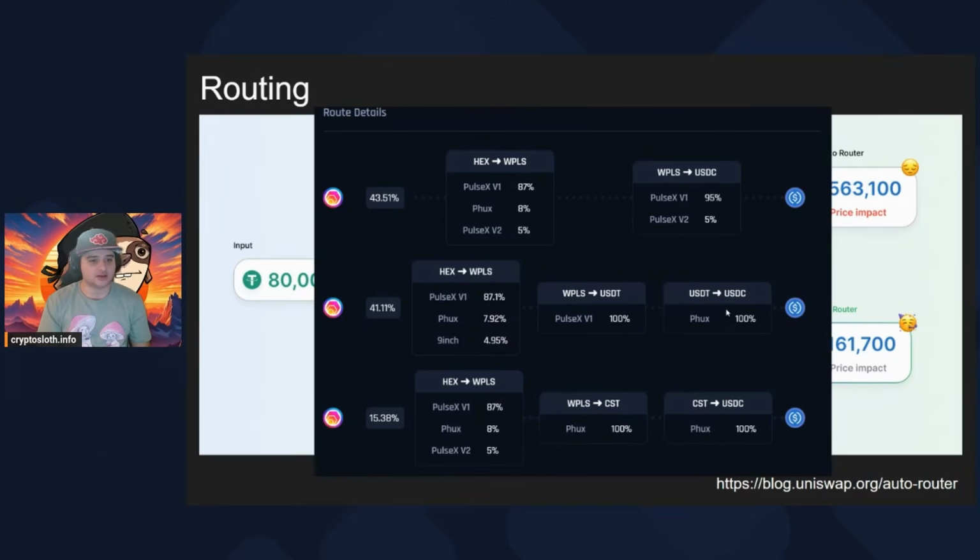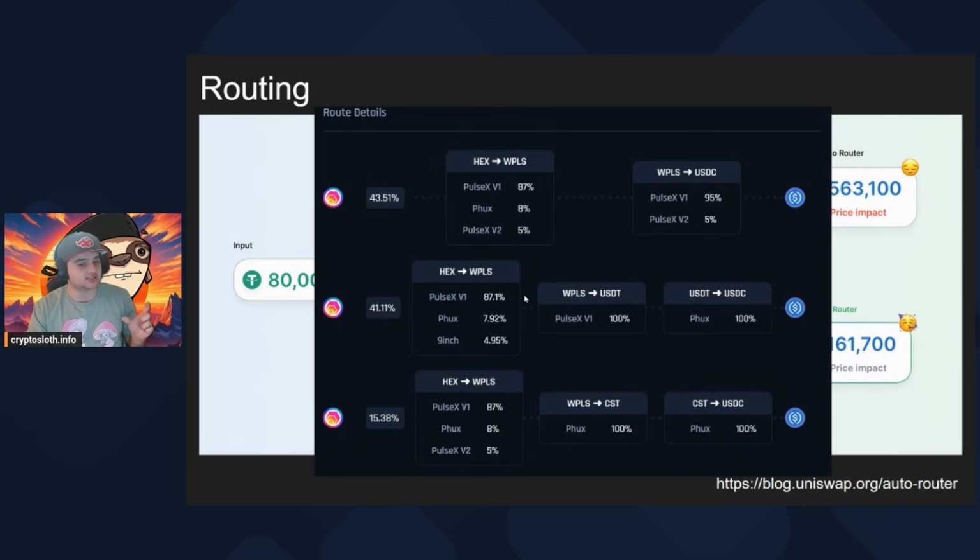This example right here is from Pitius, and this is showing an active trade trying to swap PHEX over for USDC and all of the different pools that it's hitting. It's taking 43% of this trade, going to all the different hex pulse pools that exist on PulseX v1, PHUX, and PulseX v2, doing those swaps and then swapping that pulse for USDC. Then it's hitting another hex pulse pool, going through PulseX v1, PHUX, and 9inch.